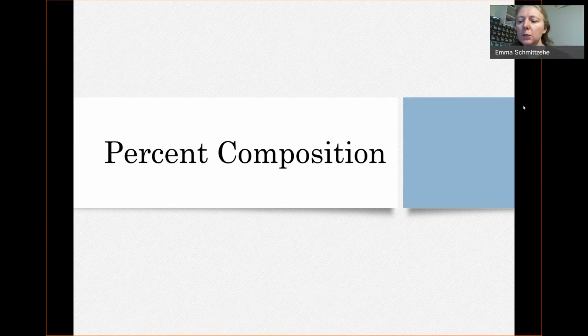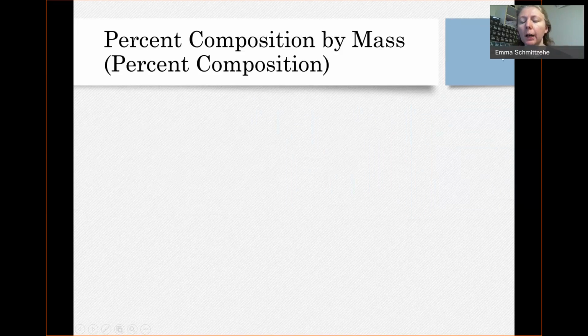Okay, let's talk about percent composition. And when I say percent composition, I mean percent composition by mass, as opposed to a percent composition by volume. In chemistry, a lot of times that's what we're focused on, mass measurements, most things. So when we talk about percentages, unless you're told otherwise, you should assume it's a percentage by mass, meaning it's calculated based on a ratio of masses.